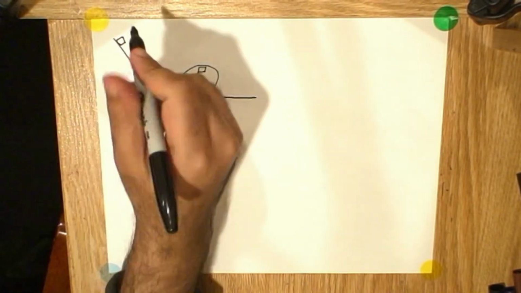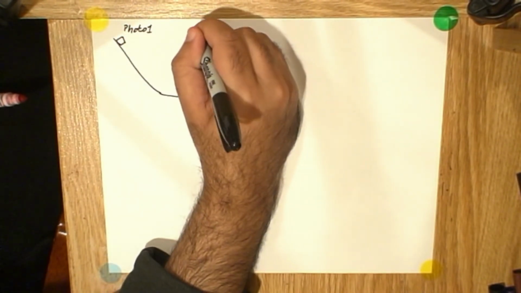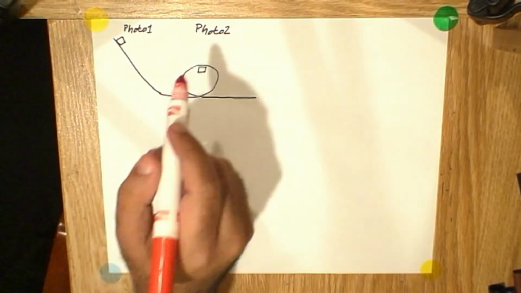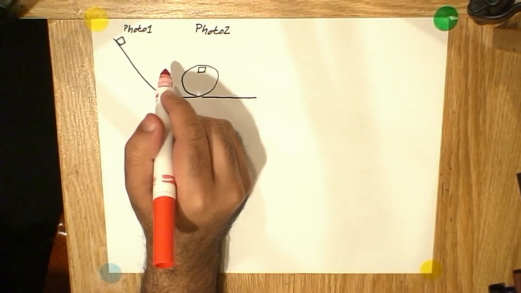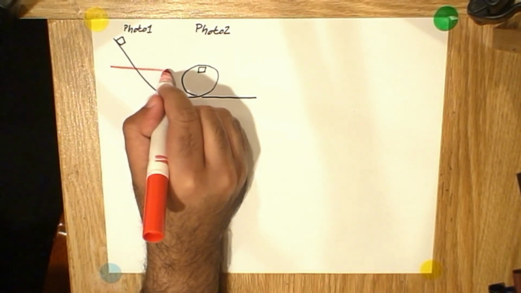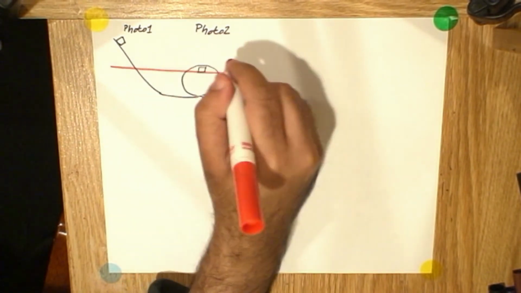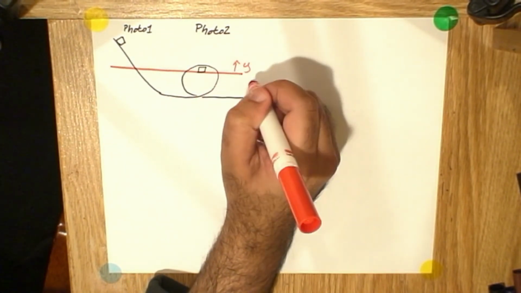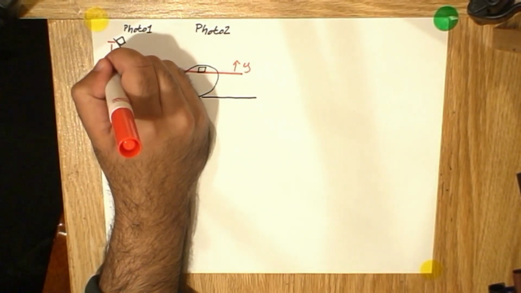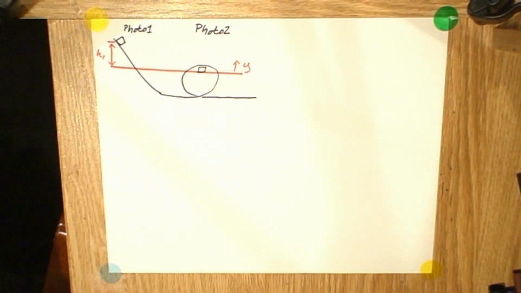Let us say that this position is photo 1, and this position is photo 2. I am going to set my origin as being the lowest point of the carriage in photo 2. And I'm going to set upwards as being the positive y direction. Now, the carriage at photo 1 starts from an elevated position. Let's call this h1. We have to find out what h1 is.